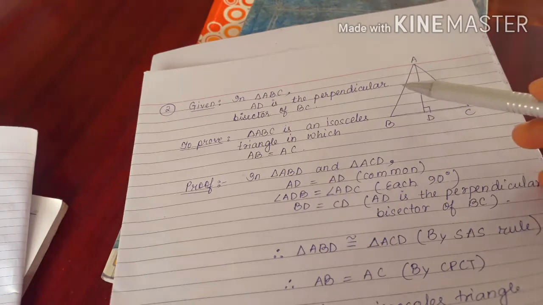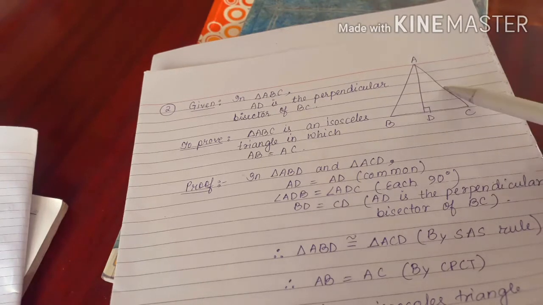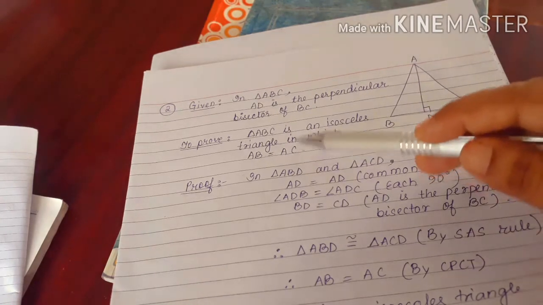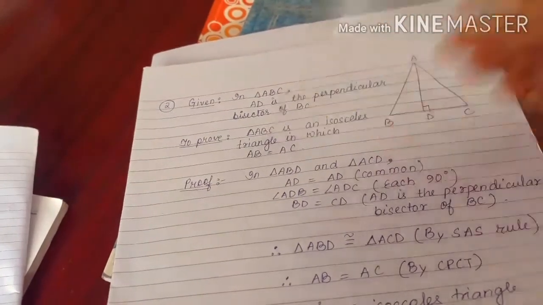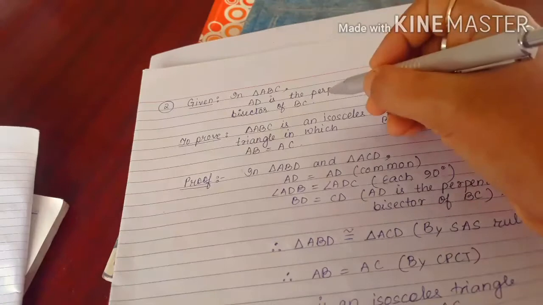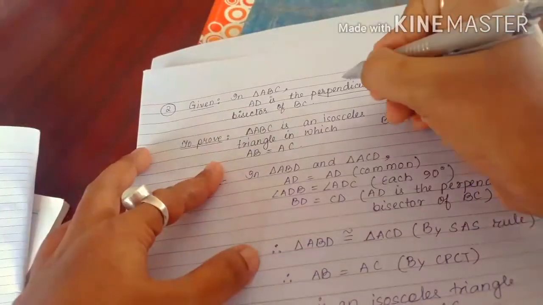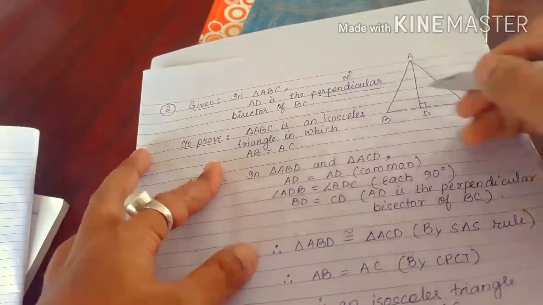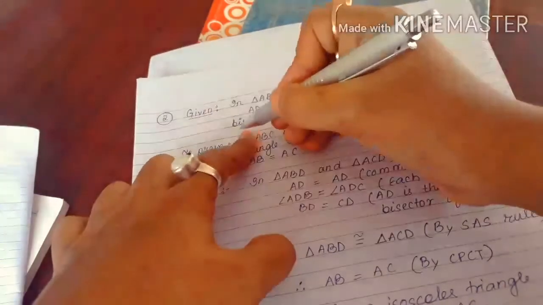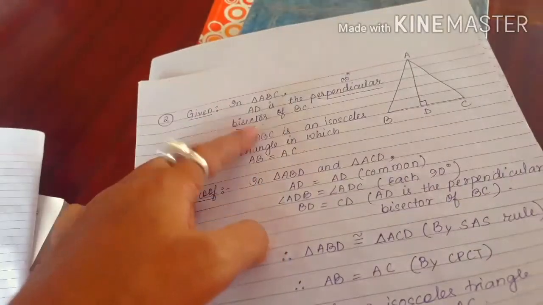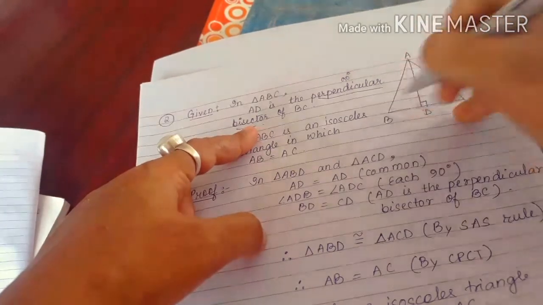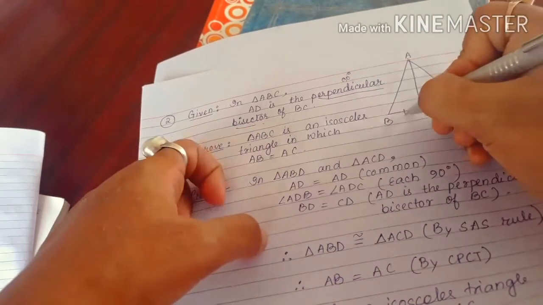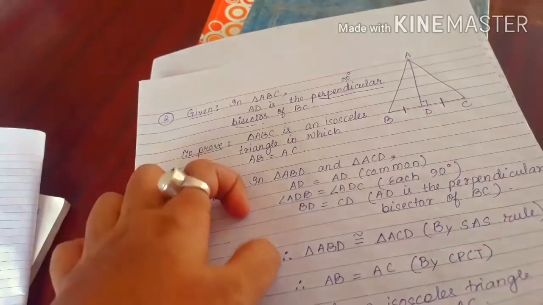That means we have to prove that AB is equal to AC. So AB is equal to AC is not given. So what is given? AD is the perpendicular bisector. So here you have to see the two things. One is perpendicular, that means 90 degree, and what is the next one? Bisector. The meaning of bisector is it divides, that means AD divides BC into two equal parts, that means BD will be equal to what? DC. Okay, this is given.